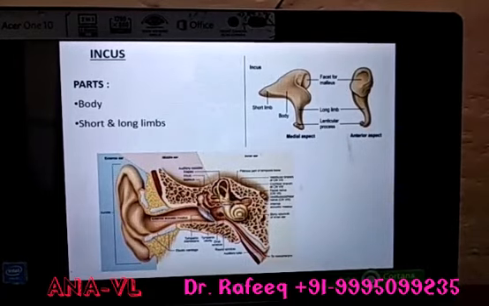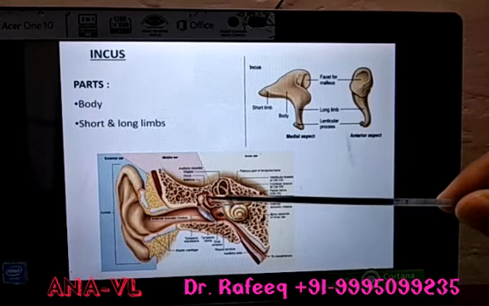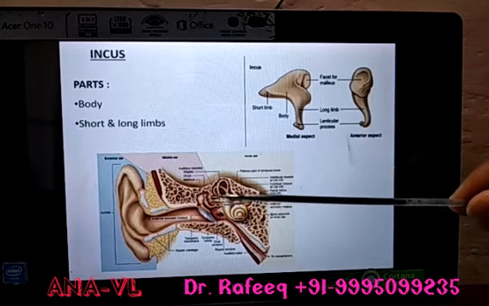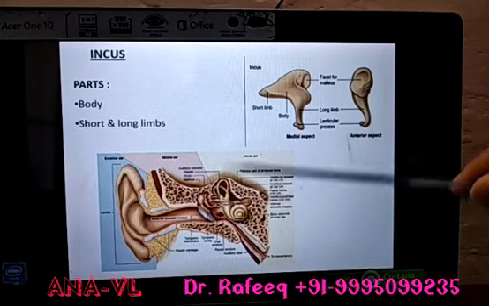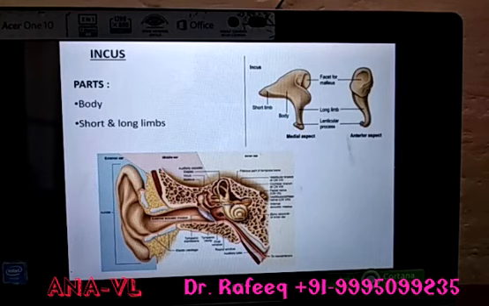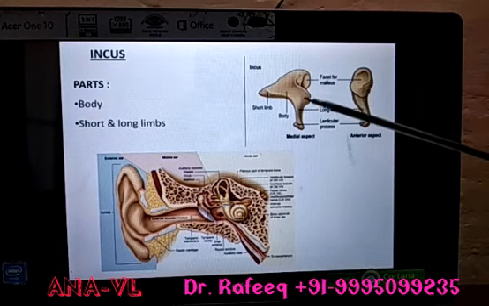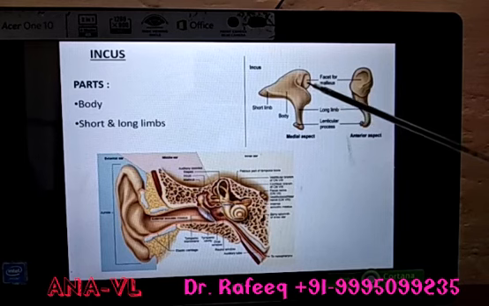So next we will learn in detail about the incus. The incus is the second bone. In position, the incus is in between the malleus and the stapes. So that's the middle bone. And the incus got that name because it is anvil shaped. Also in some textbooks you will see the shape of the incus resembling a molar tooth. So the shape of the incus and the shape of a molar tooth are almost similar.